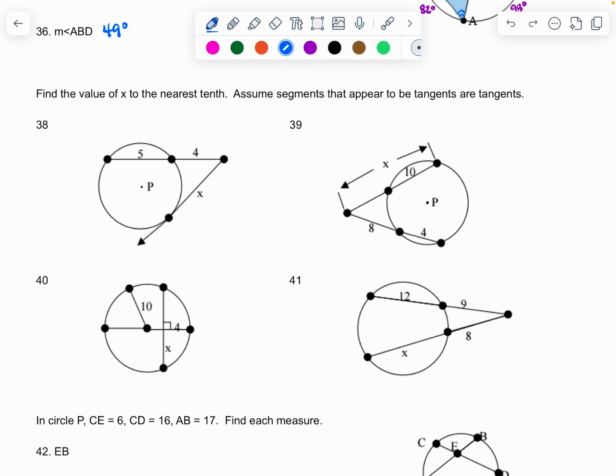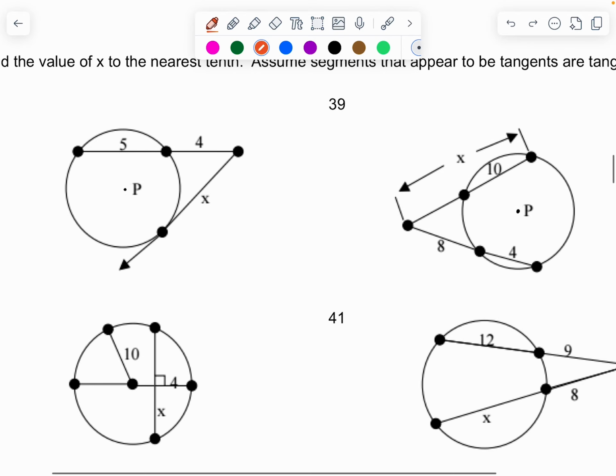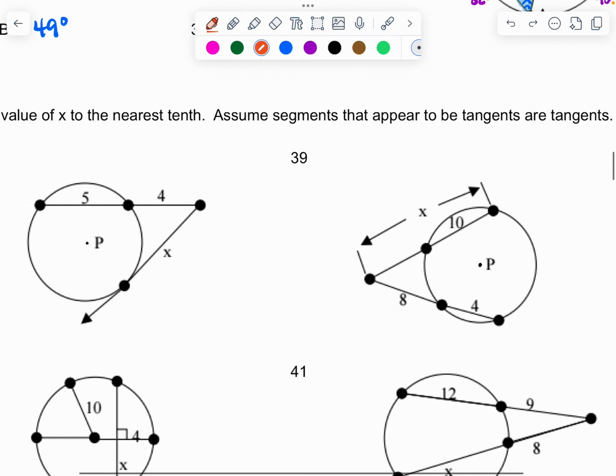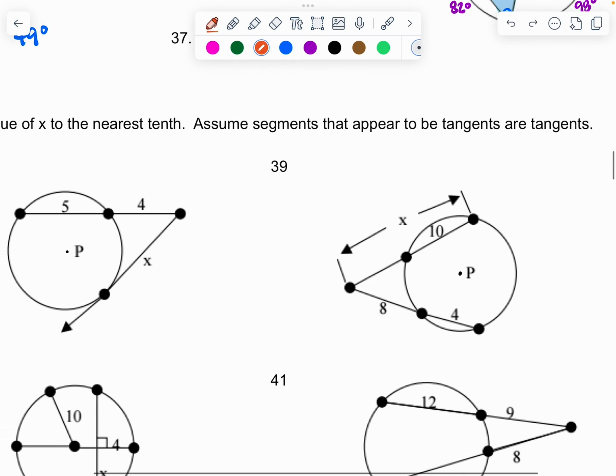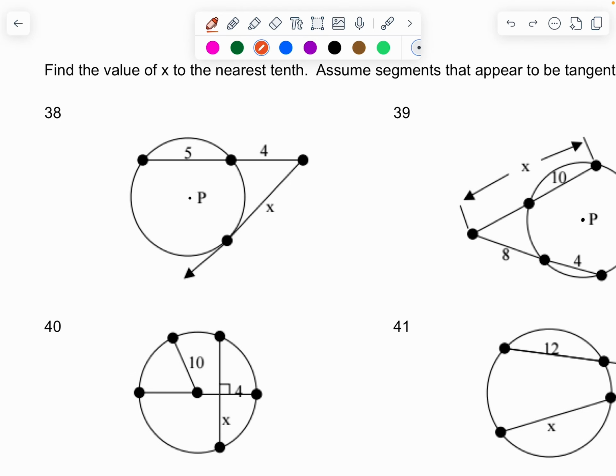All right, now we get into some more formula work. Here we go. Find the value of x. It says to the nearest tenth if we need to, and we're going to assume everything that appears tangent is tangent. Okay, so on number 38, we definitely have a secant, and we have a tangent. Now this tangent line goes on forever, but I really don't care about this forever part. I only care about the x length from this point to our point of tangency. So I'm going to scribble out the rest of that. I don't need it.